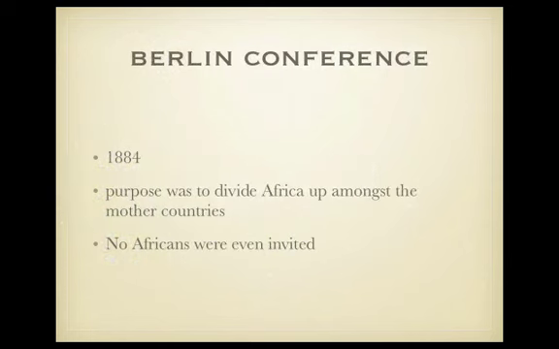The Berlin Conference, just a quick rehash, was in 1884. Basically the purpose was to divide Africa up amongst the mother countries. No Africans were even invited. So basically it was the big mother countries, all European, and they just got a map of Africa and a jiffy marker and started to carve it up.